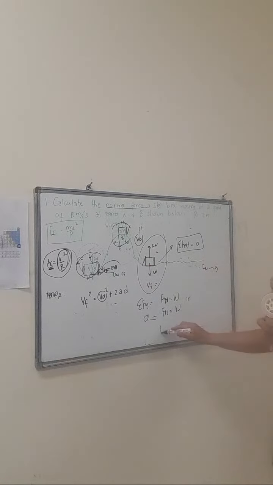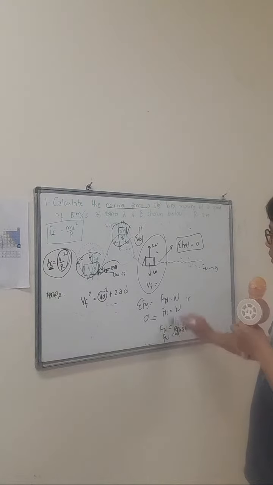So you will just say Fn is equal to the weight. The weight is mass times acceleration due to gravity. So this is going to be the answer for your Fn.